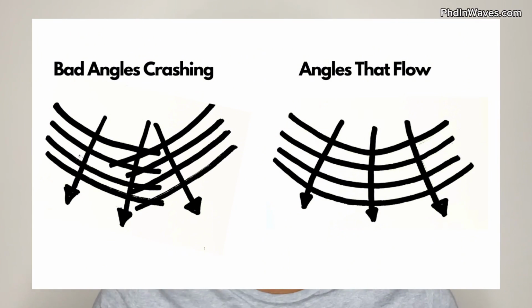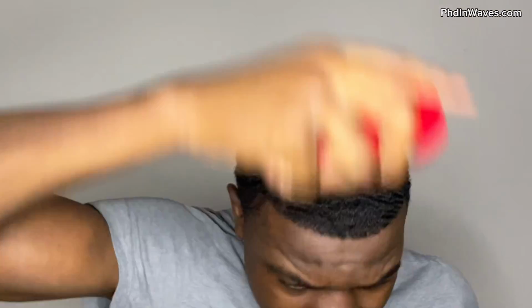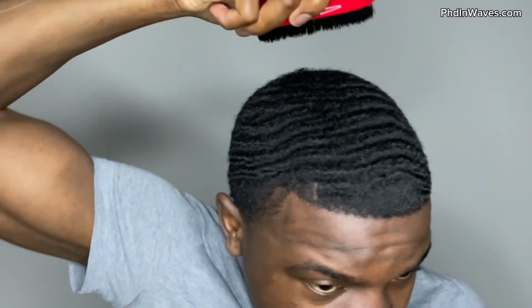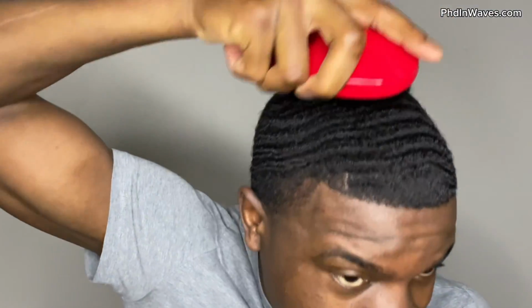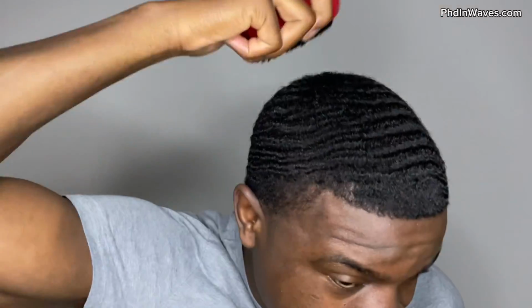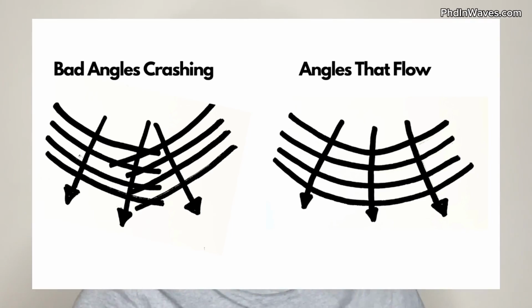Just like that. And notice how all my angles are flowing into each other. They're flawlessly going into the next angle. When it comes to brushing your pattern, you don't want to make any harsh turns or harsh changes in your angles, because that's going to force your angles to crash, and that's going to create forks. So for example, if you're brushing the top like this, don't change your angle so crazy and brush like this. You want to gradually change your angle and make sure each angle flows into the next angle so your pattern doesn't crash.